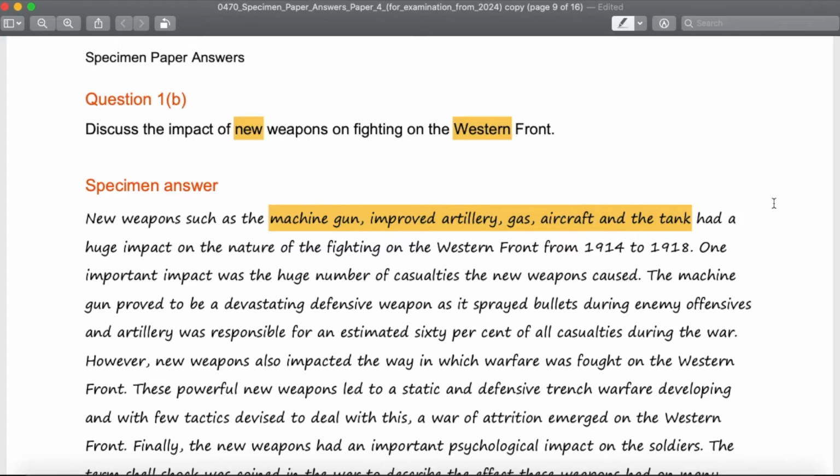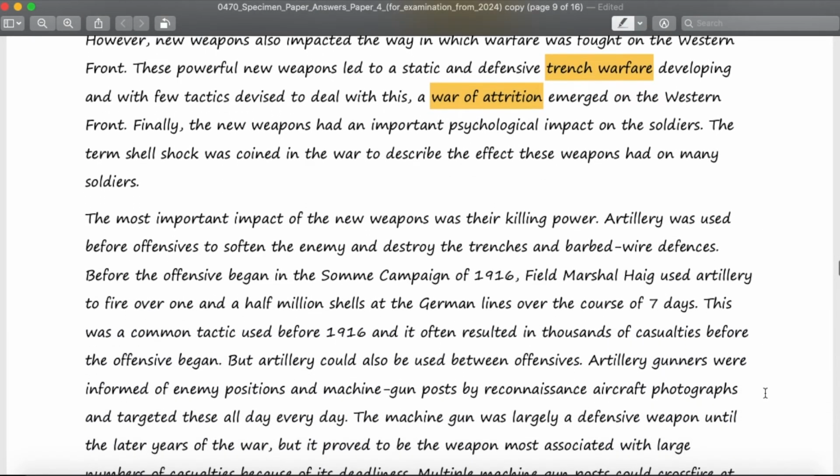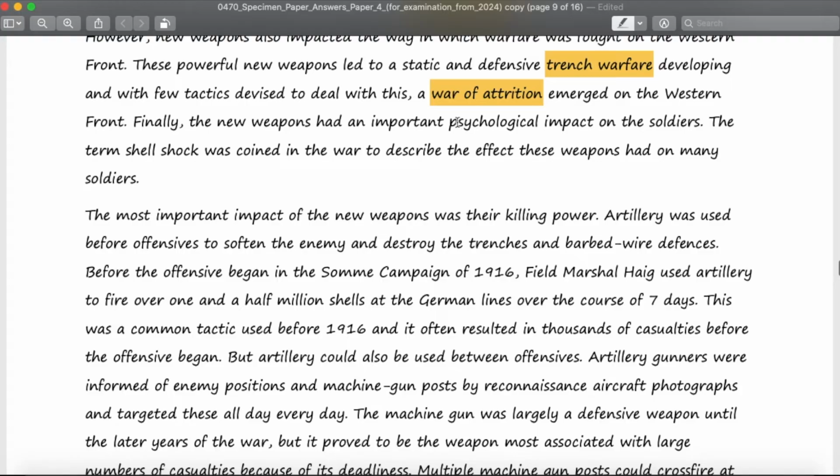There's a mention of artillery and the amount of casualties it caused. 60% of casualties were from artillery. And the cause and effect. So the cause and effect was trench warfare and a war of attrition. And another effect of these new weapons was the psychological impact it had on soldiers, shell shock being the term that was coined for the psychological condition that affected soldiers on all sides.